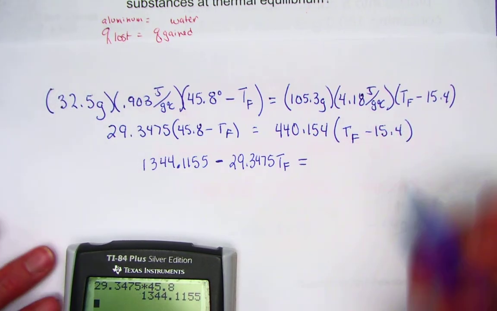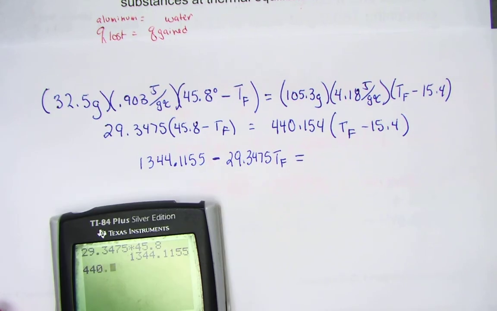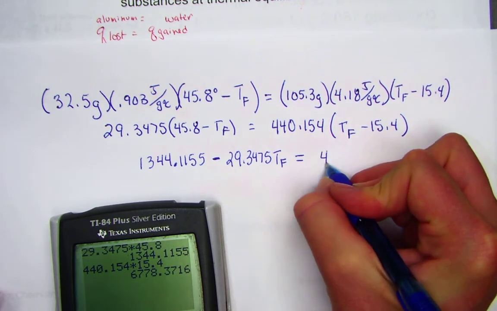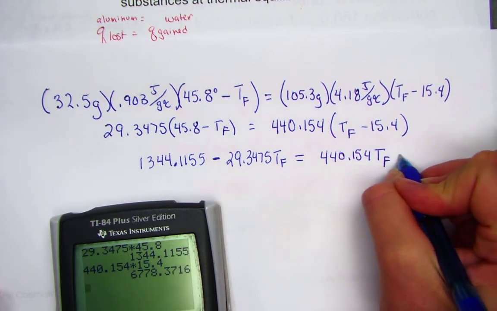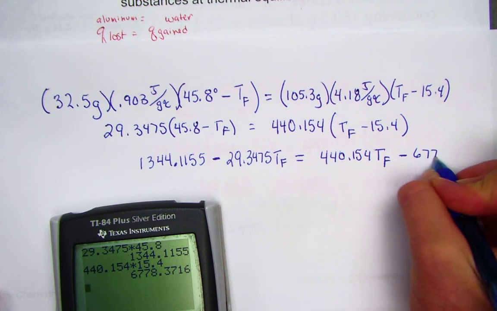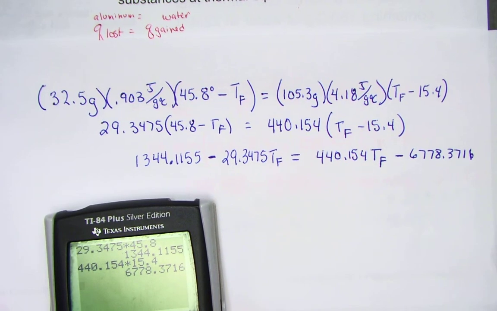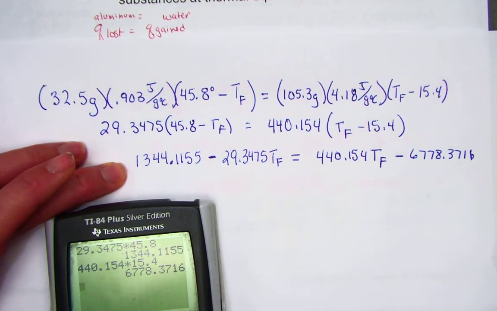Same strategy on the other side of the equals. All right, 440.154 times 15.4. And this is what we'll write on the right side of our equals. We have 440.154 TF minus 6778.3716. Again, just distributing through the parenthesis, and now we need to bring like terms to the same side of the equation.